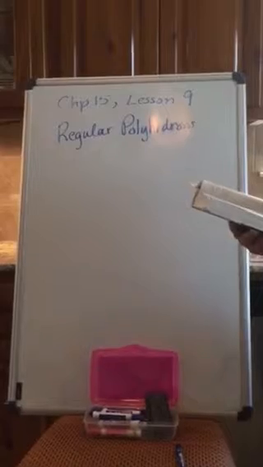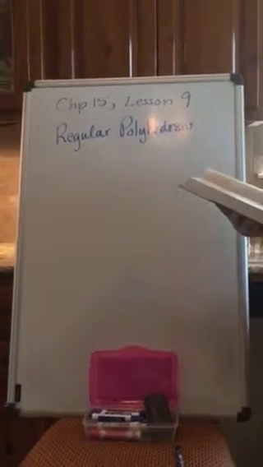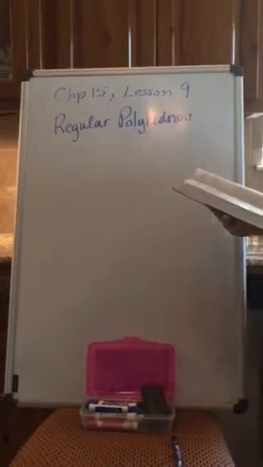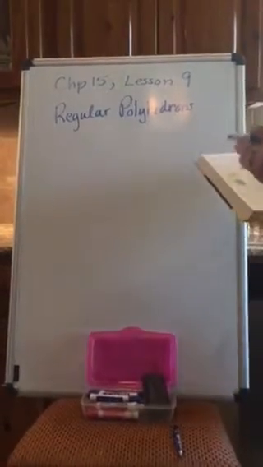This is lesson 9 from chapter 15. It's all on regular polyhedrons. All the ones in this lesson you need to know for your next test. So what makes a polyhedron regular?